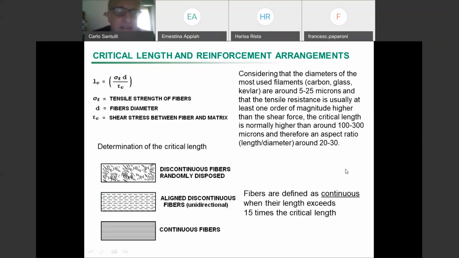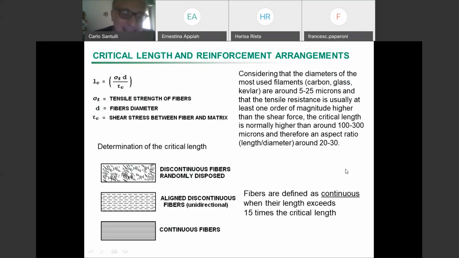In general terms, you can imagine that sigma f and tau c have a ratio of about 10. The diameter can be around 5 to 25 microns. So it's fair to assume that the critical length is some hundreds of microns or some tens of millimeters. Having said that, an empirical definition says that fibers are continuous where their length exceeds 15 times the critical length, so a few millimeters.